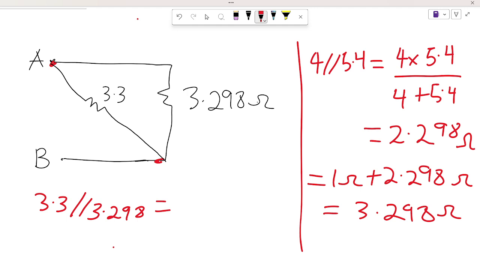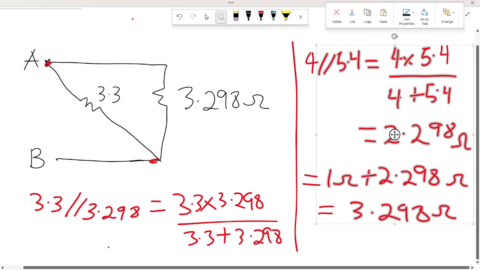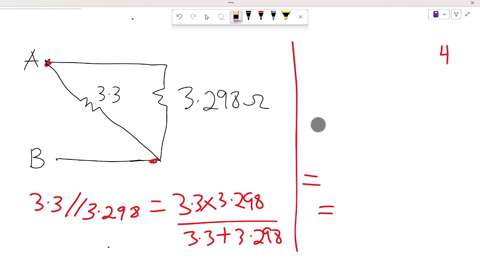So here we have our 3.3 times the 3.298 all over 3.3 plus 3.298, and we are looking at getting an answer of about, if you do the computations, you are supposed to get an answer of about 1.649. That's the result you should be getting.